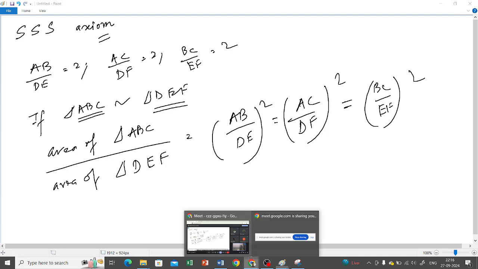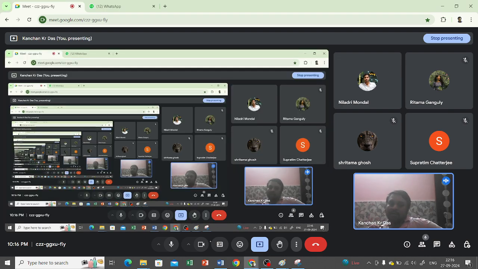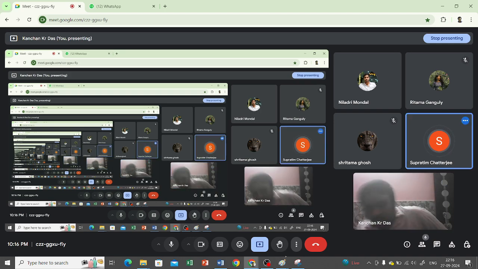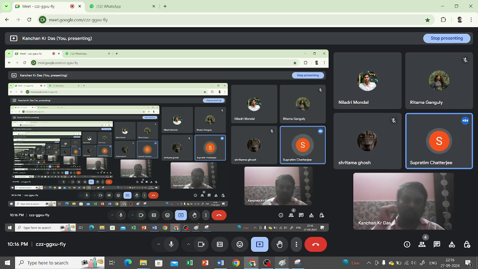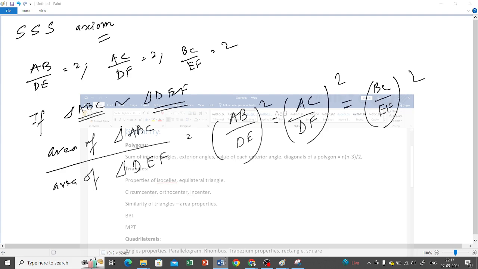This is a very, very important part. I and Supratim, we have done lots of questions from geometry of SSC and WBCS, and this is very important.